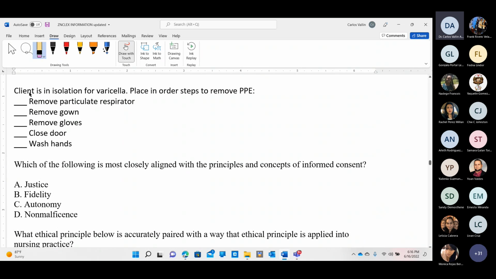Let's see this question. Client is in isolation for varicella. Varicella is the same as chickenpox, no? Place in order the steps to remove the PPE. Okay, so you finish doing what you were doing, and then you need to remove your PPE. Which infection control, a part of standard precaution, is varicella?